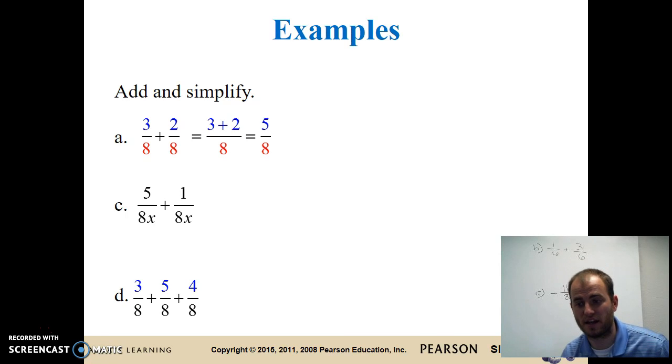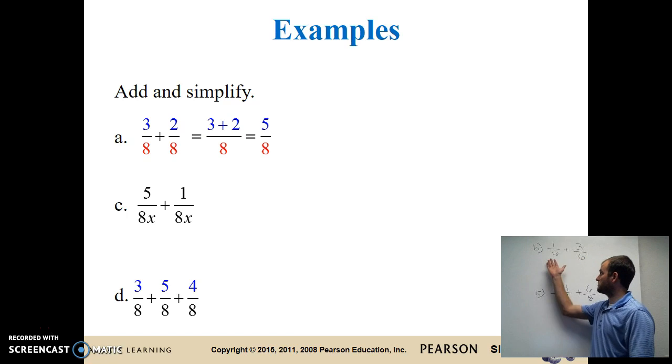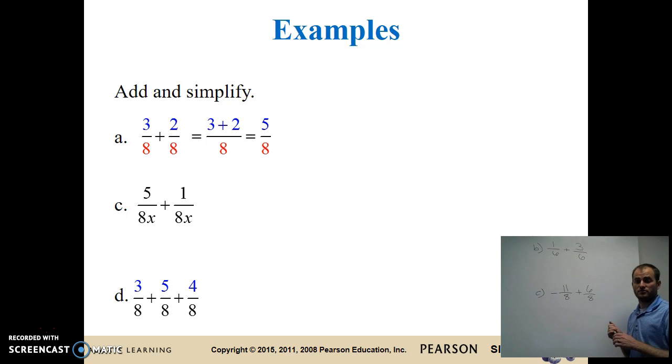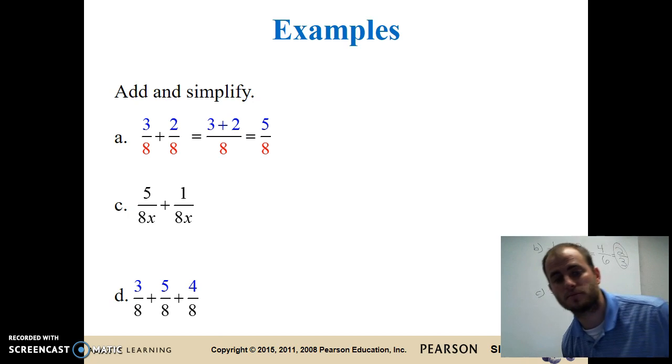Let's look at letter B on your handout. Letter B says 1/6 plus 3/6. You'll notice they have a common denominator of 6, so we can add them together. Add their numerators. 1 plus 3 is 4. Keep the denominator the same, 6. 4/6 would be the answer. Make sure you check if you can reduce it. 2 goes into 4 twice, and 2 goes into 6 3 times. So 1/6 plus 3/6 is 4/6, which reduces to 2/3.